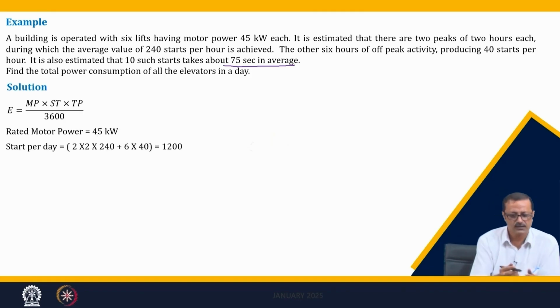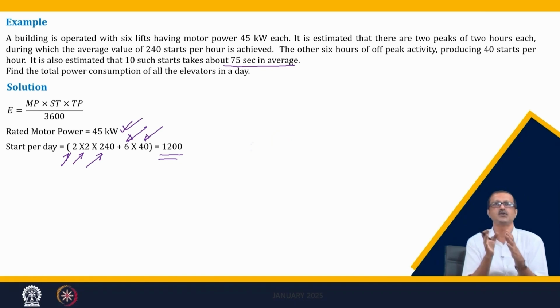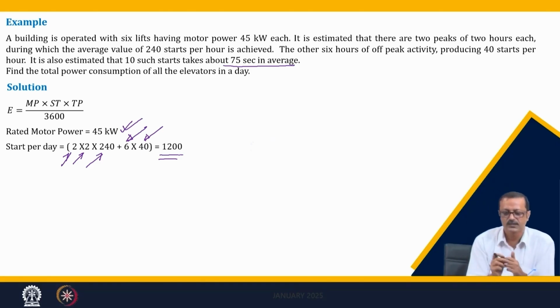So, first of all I have this formula, the MP value is 45, total starts per day is 1200, because for 2 peak hours, per hour 240, and 6 non-peak hours, per hour 40. So, 1200 starts per day. And now I want to find out the trip time between the starts. So, I have data that 75 seconds is the average time taken for 10 such starts.